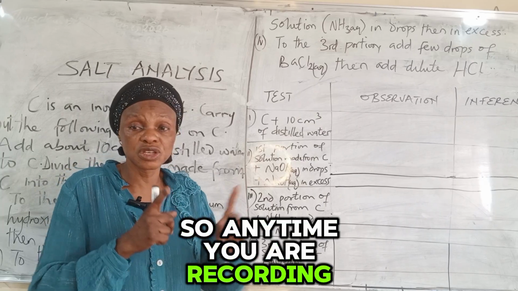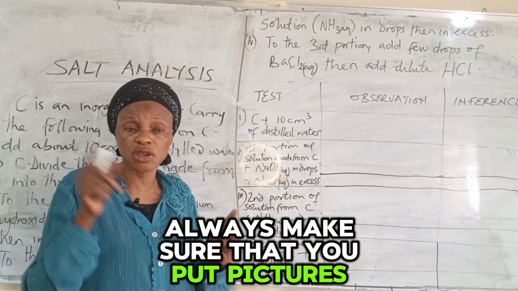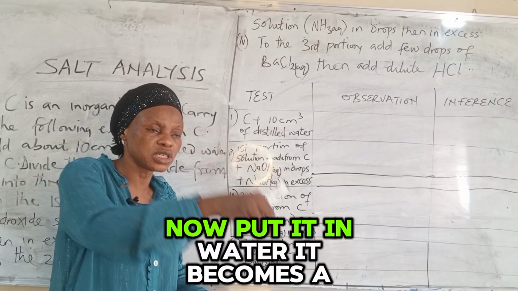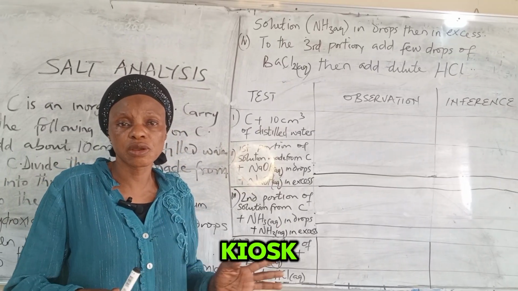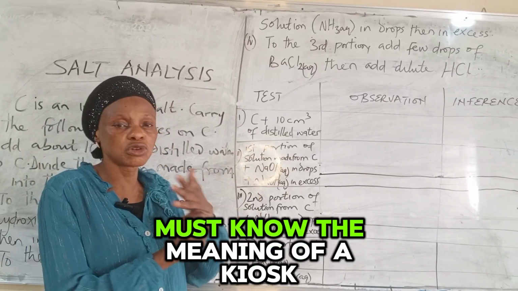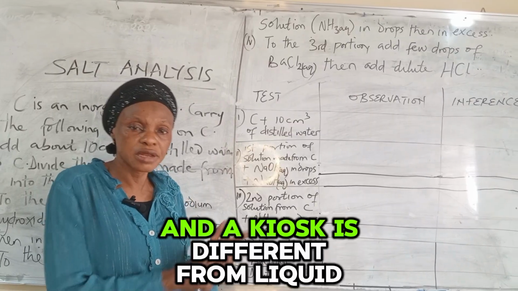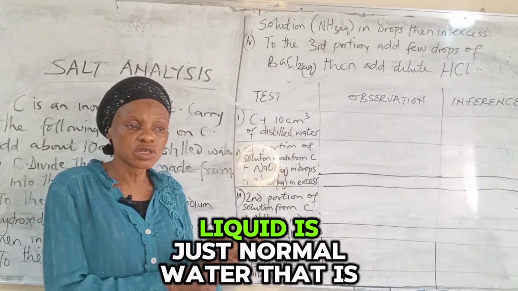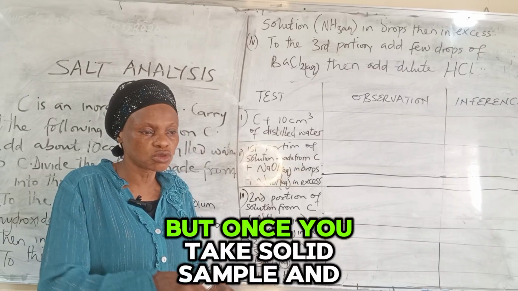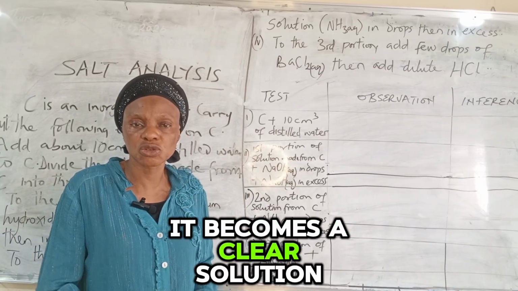So anytime you are recording your things, whatever they ask you to put, always make sure that you put aqueous, because it's not like sodium hydroxide that is in solid form. You now put it in water, it becomes aqueous. It's no more solid form. So if you are writing things, you must know the meaning of aqueous. You must know that solid is different from aqueous, and aqueous is different from liquid. Liquid is just normal water, that we have not put anything in. But once you take a solid sample and you add water, it becomes an aqueous solution.